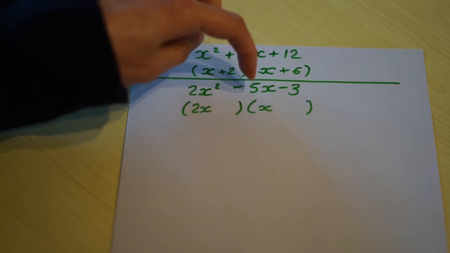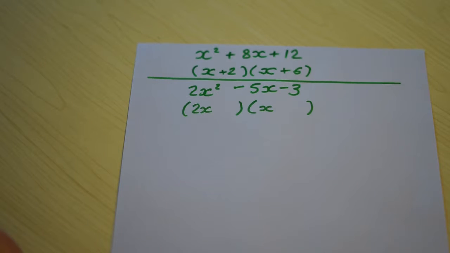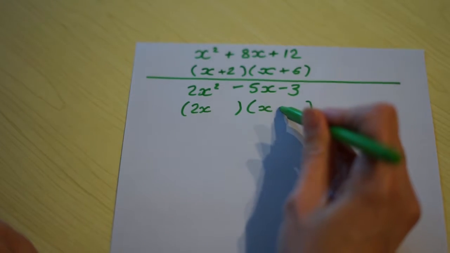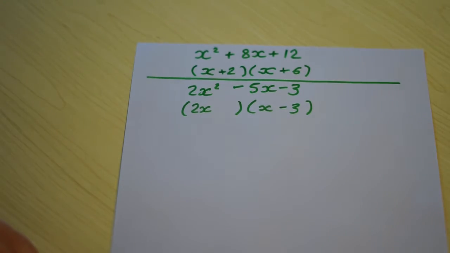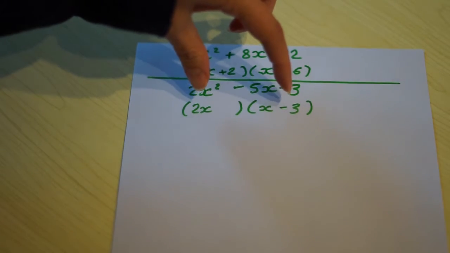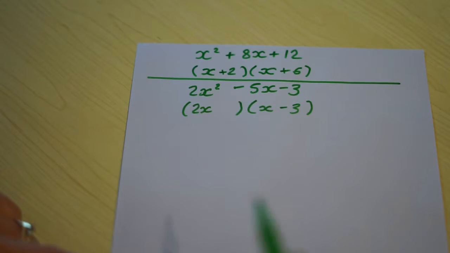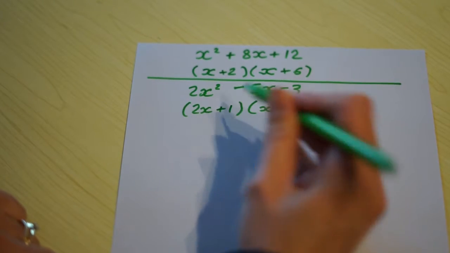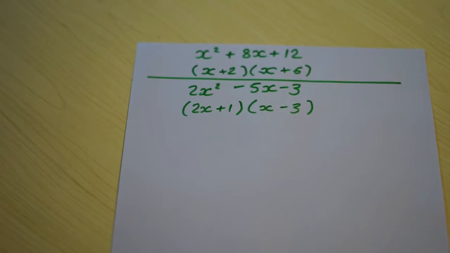So if we look at this middle number, it's minus 5. It's going to need the minus 3 to go there to make minus 6 when those two are multiplied together. So then the plus 1 goes here, and we've factorised that. Okay, let's have a look at the next one.